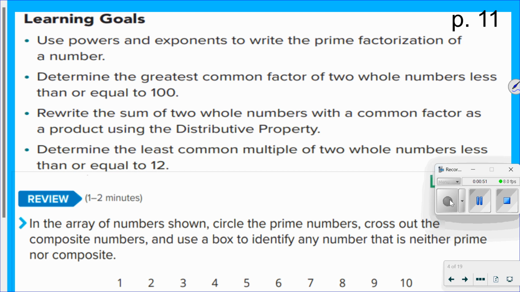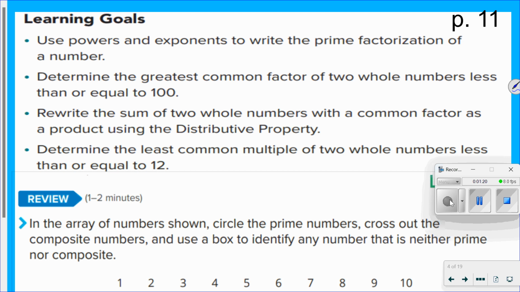So here's what we're doing today. We're going to use powers and exponents to write the prime factorization of a number. We're going to determine the greatest common factor of two whole numbers less than or equal to 100. We're going to rewrite the sum of two whole numbers with a common factor as a product using the distributive property. In other words, we're going back to the work we just did the other day. And you're going to determine the least common multiple of two whole numbers less than or equal to 12. So quite a bit that we're going to unroll.